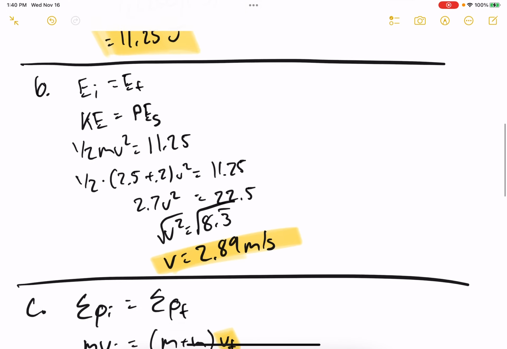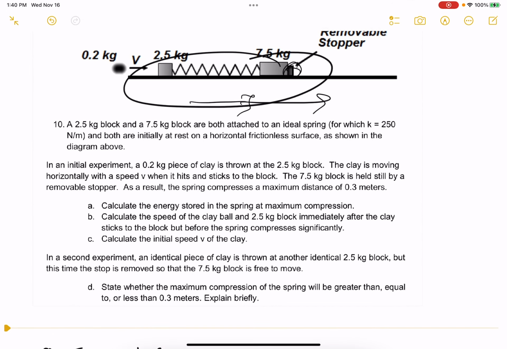This is maybe a little bit of an easier question. It helps guide you through some of this stuff.